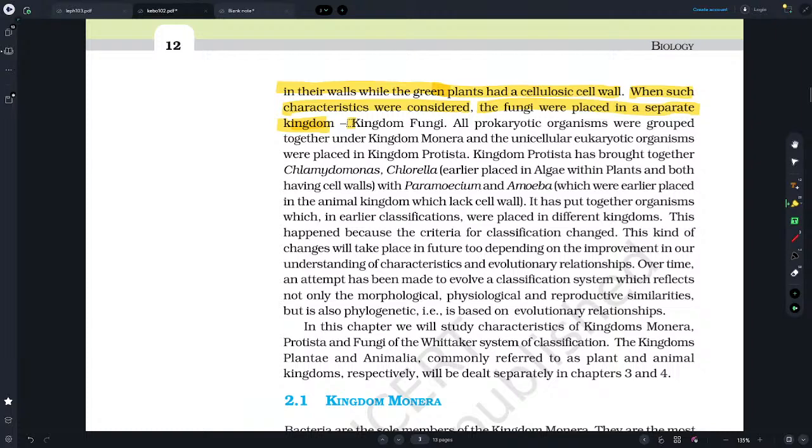Zooplanktons come under the kingdom of... no, they don't come under Animalia. Most of them are photosynthetic.